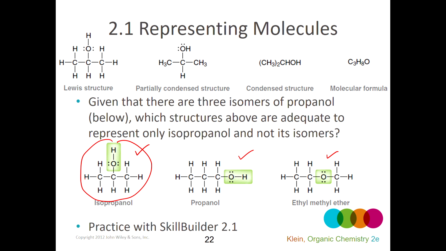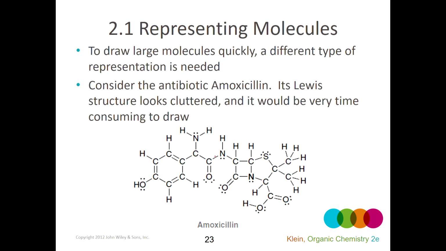I'd have to give you some structural information, so I could draw the Lewis structure, or I could do one of these partially condensed structures, or as we're about to see a little bit later, I could also do the bond line representation. And the bond line representation is by far the most common way organic chemists communicate about structures. So we're definitely going to focus on that a lot, and you want to practice that a lot before next week, because it will likely show up on your test.